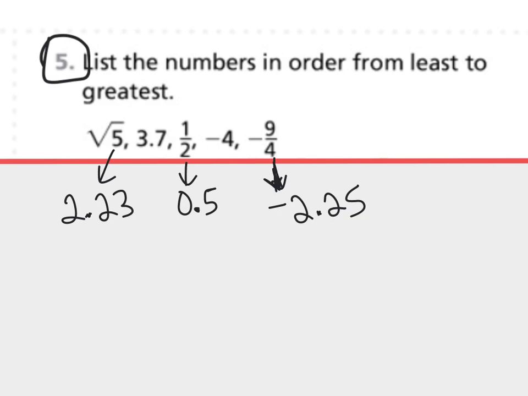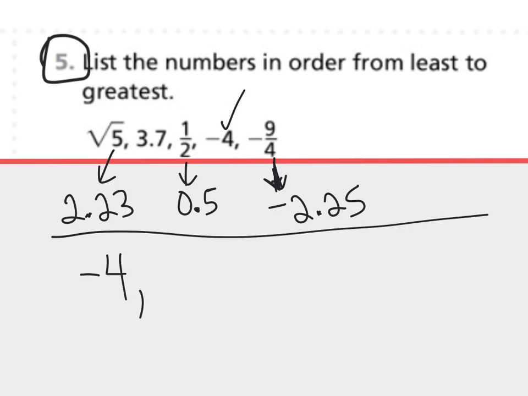So at this point, we have all decimals. Now we'll be able to compare. Again, starting with negatives, the most negative number is going to be our smallest number here. So negative 4 is our most negative number. That's going to come first. We only have one other negative number. You might look at it as negative 2.25. Remember, it was negative 9/4 first, though, before we changed it.